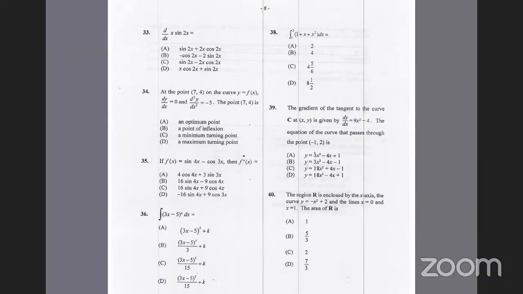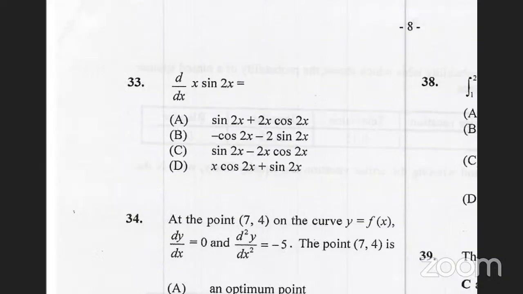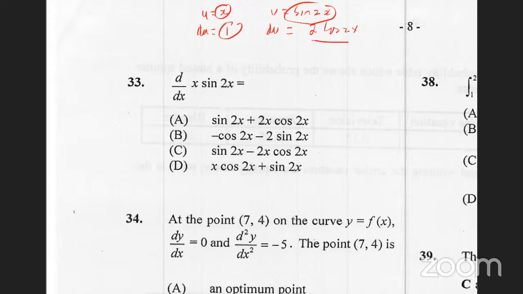Right, that's 32, 33. The way to differentiate this is the product rule. So du is 1, dv dx here is 2 cos 2x. So you plug it in, this by this, and then this by this. No minus signs, right? So that'll be apple. That'll be 2x cos 2x, and then 1 by sine 2x. So that's apple.